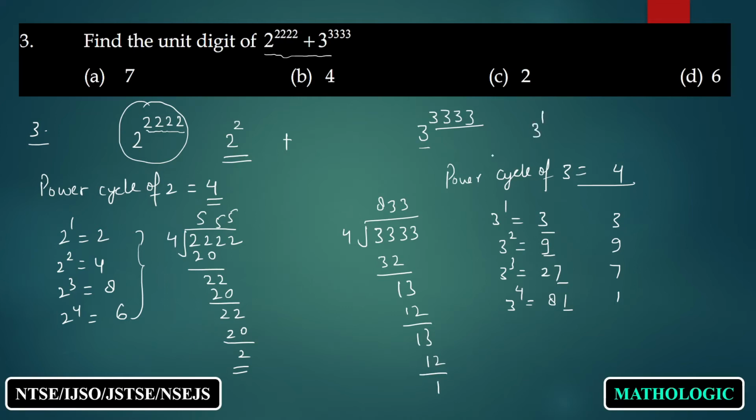And now you can see the units place of 2 square is 4. So 4 I am getting here as the units place, and 3 to the power 1 gives 3 as the units place. So 4 plus 3 will be the units place of the whole number, which is equal to 7. So 7 is the answer for this problem, and option A is the correct option. I hope you got this also.